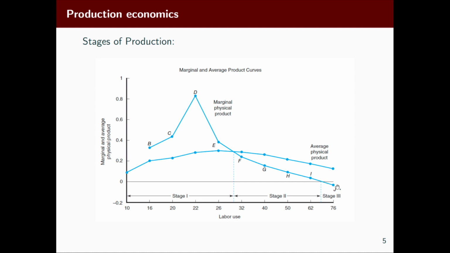What that means is if we hire an additional person or we use one more hour of labor in this stage 3, our output is actually going to decrease. So, I mean, that's very clearly a bad thing.